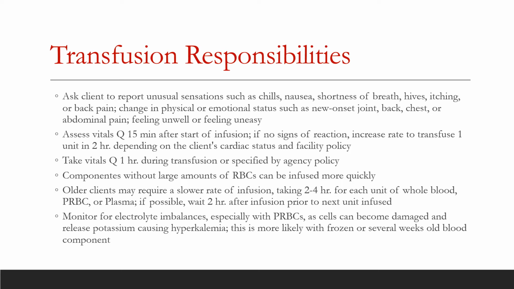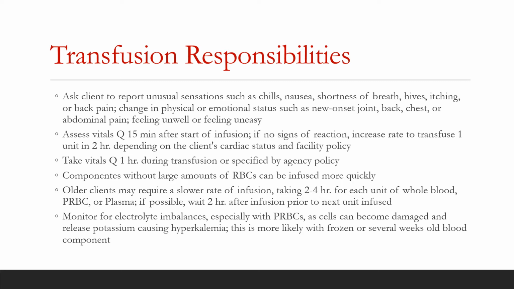Older clients may require a slower rate of infusion though. So their cardiovascular system may get overwhelmed a little bit easier, or severely anemic clients can as well. So taking 2 to 4 units, the full amount of time for each unit of whole blood, red blood cell, or plasma may be required for these older clients. If possible, depending on the severity and the cause of why we're giving them more than 1 unit, wait 2 hours between the first one and the second one, so that, again, overwhelming their cardiovascular system is less likely.